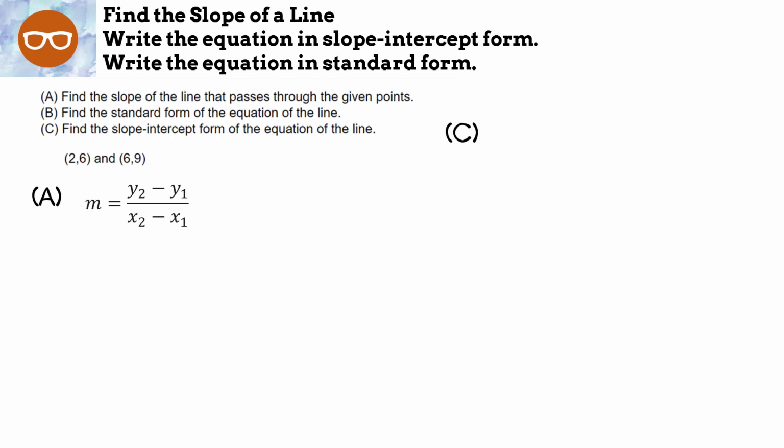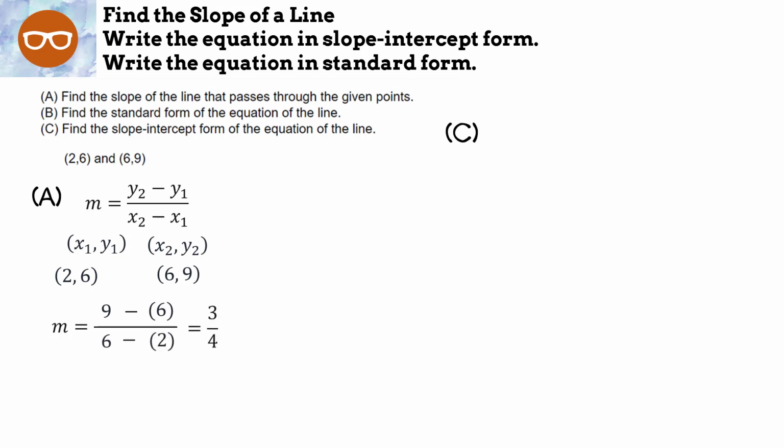The first thing that we have to do is we have to find the slope. Remember, I like to write x1, y1 and x2, y2 over my two ordered pairs. Y sub 2 is 9 minus y sub 1 is 6. X sub 2 is 6 minus x sub 1 is 2. 9 minus 6 is 3 and 6 minus 2 is 4. We're going to do c next.